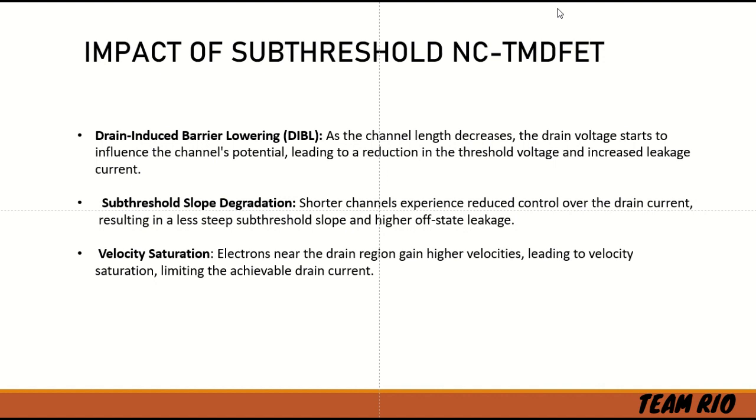Drain induced barrier lowering. As the channel length decreases, the drain voltage starts to influence the channel's potential, leading to a reduction in the threshold voltage and increased leakage current. Subthreshold slope degradation. Shorter channels experience reduced control over the drain current, resulting in a less steep subthreshold slope and higher off state leakage. Velocity saturation. Electrons near the drain region gain higher velocities, leading to velocity saturation and limiting the achievable drain current.